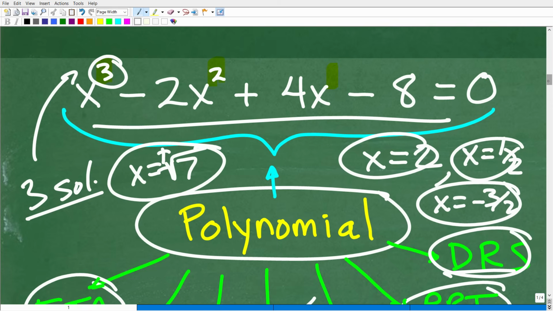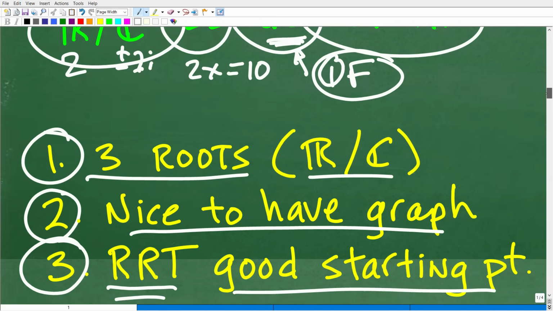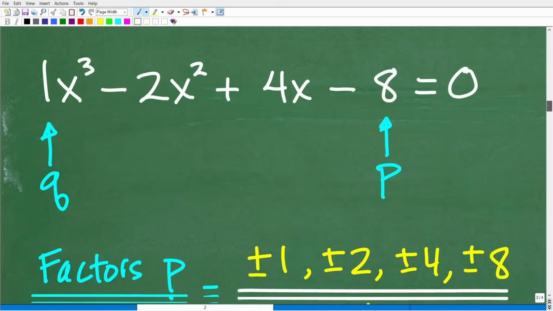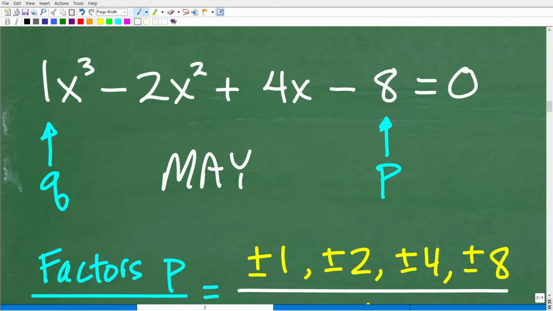So the rational root theorem is a way for us to list out all the possible rational roots that this equation may have. I have to stress this: may have. We don't know if it has rational roots, but if it does, it's going to be part of this list that we're going to construct. So let's go ahead and get into this right now.